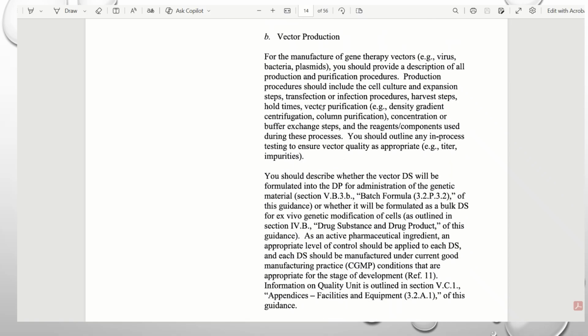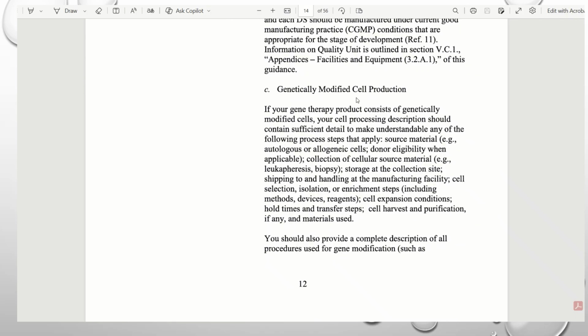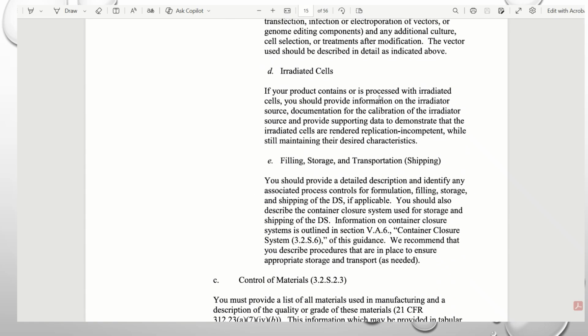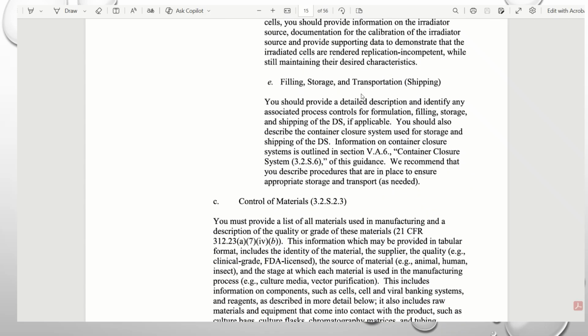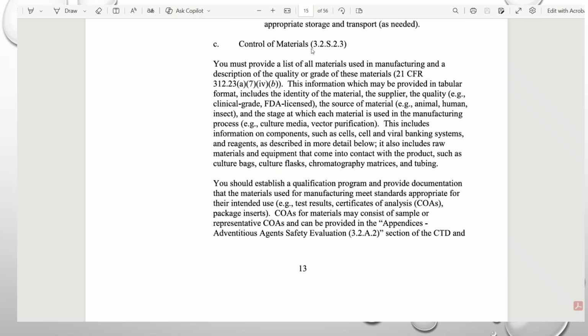So this is in your manufacturing section. Genetically modified cell production. We're not dealing with irradiated cells, and filling, storage, and transportation if required. And then you'll put information, you cross-reference such information with regards to container closure system. And then control of materials.